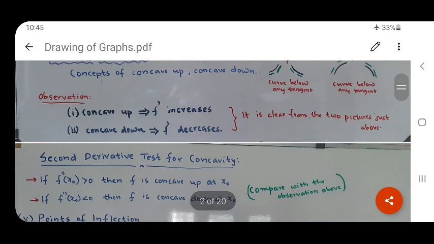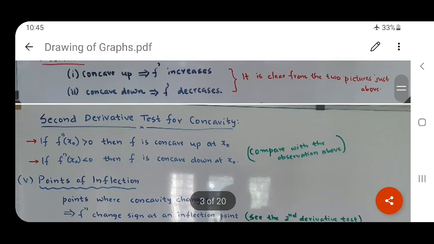So we have the second derivative test for concavity. F dash increases for concave up. Therefore, if f double dash x is greater than 0, then f is concave up at x naught, and if f double dash is less than 0, then f is concave down at x naught.